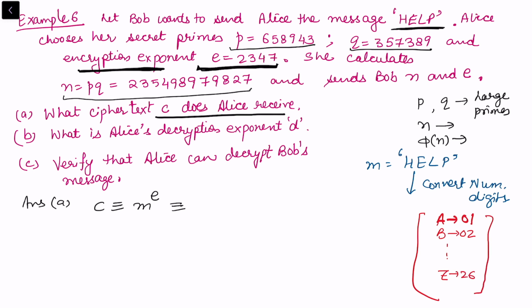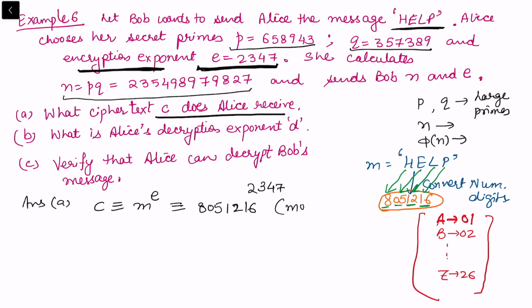Once I take this standard terminology, help is converted into the digits 8051216. This is the number I am using for help, where H stands for 8, E stands for 05, L stands for 12, and P stands for 16. When you write all these numbers together, this becomes 8, 05, 12, 16. Now this is the message, 8051216, raised to power E. E is already given to us, 2347.